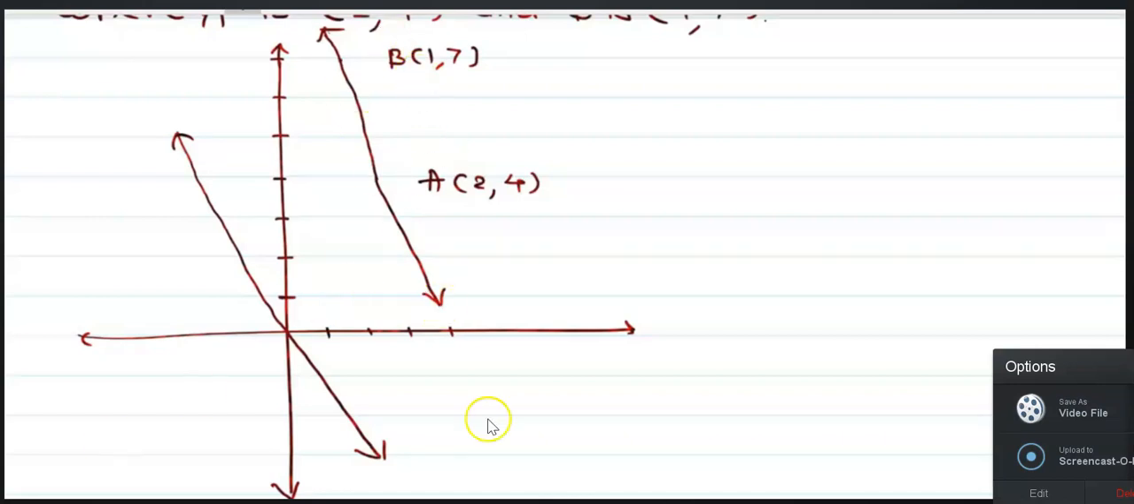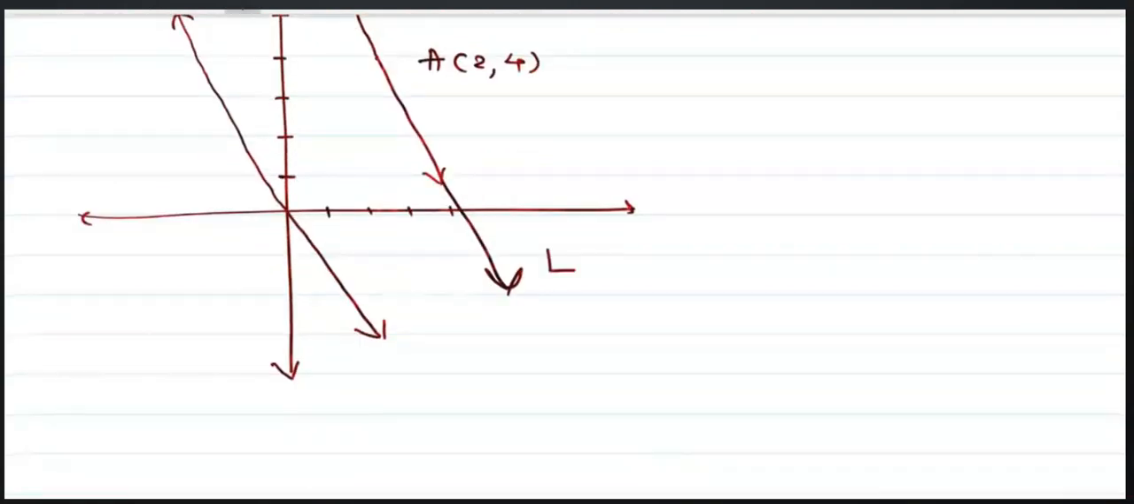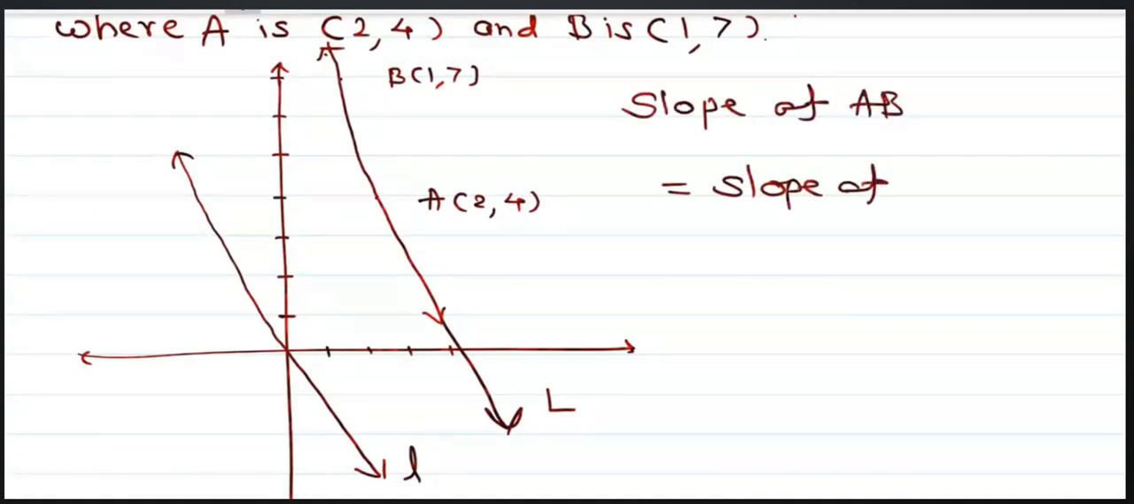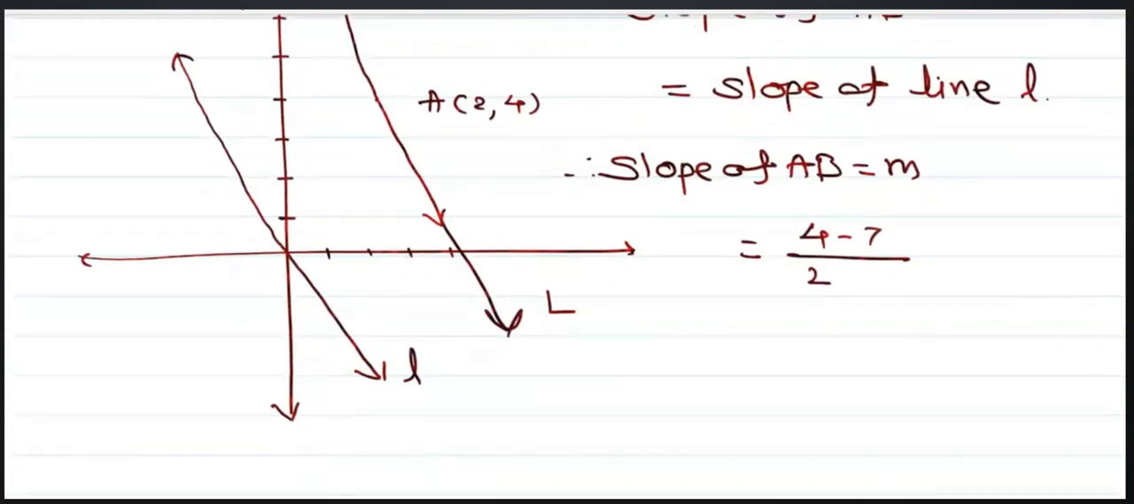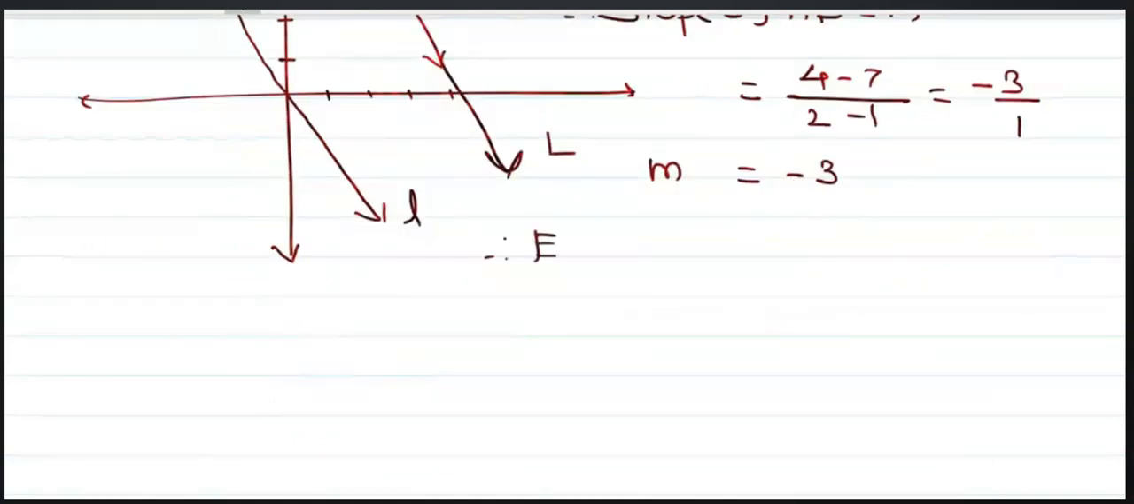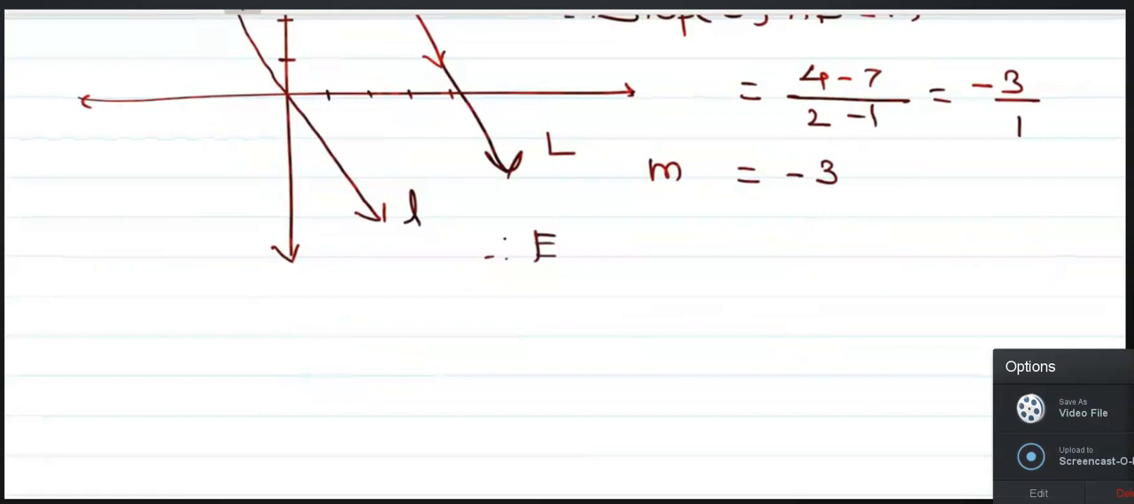Now the given line is parallel to this AB, and this line passes through the origin. As these two lines are parallel, they have the same slopes. Therefore, we will find the slope of AB, which is nothing but the slope of the line passing through the origin, which is our required line, small l. Now, the slope of AB is equal to (4 minus 7) upon (2 minus 1), that is equal to minus 3. Therefore, the slope of AB is minus 3, which is also the slope of line l.